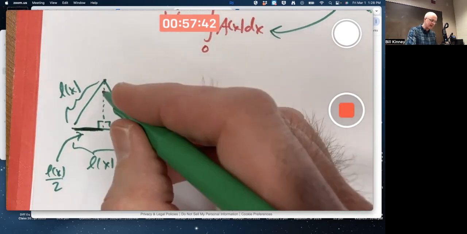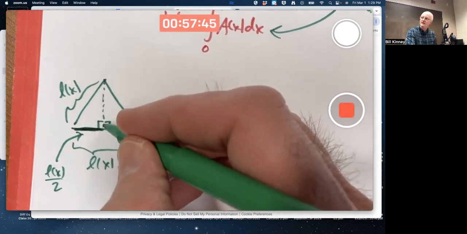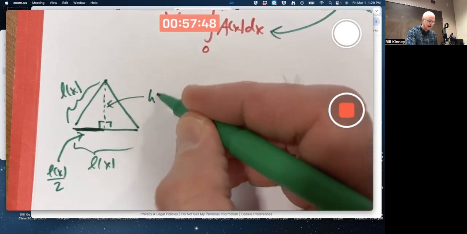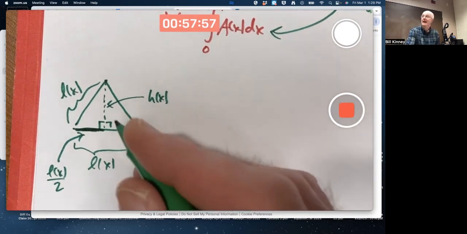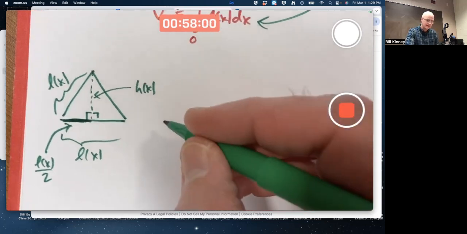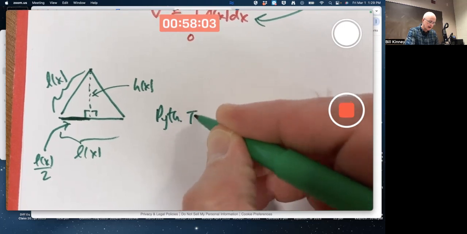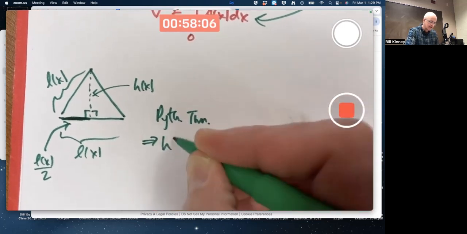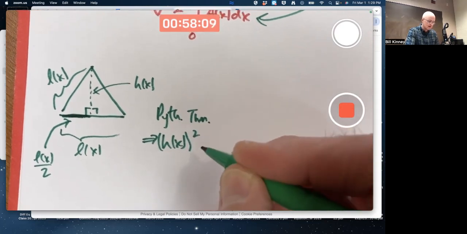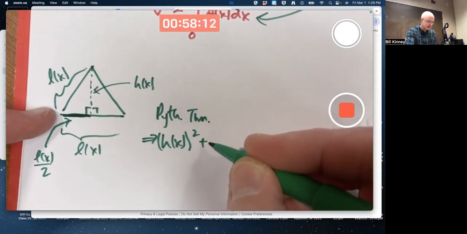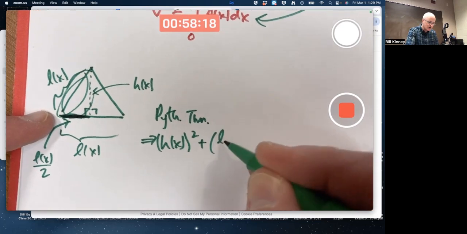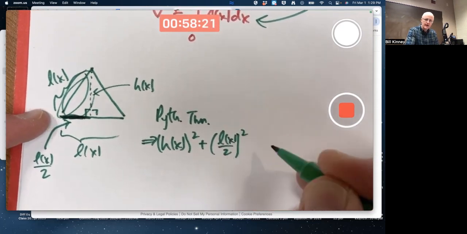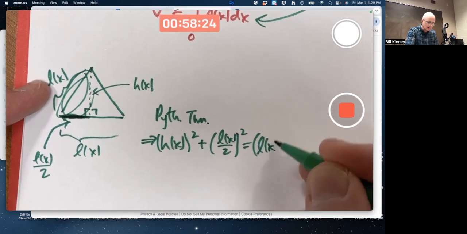You can use facts about 30, 60, 90 triangles to figure out the height, H of x. Or if you don't remember some facts about 30, 60, 90 triangles, you can rederive them using the Pythagorean theorem. Pythagorean theorem implies h of x squared plus, I'm focused on this triangle on the left here, L of x divided by 2 squared equals the hypotenuse length squared.